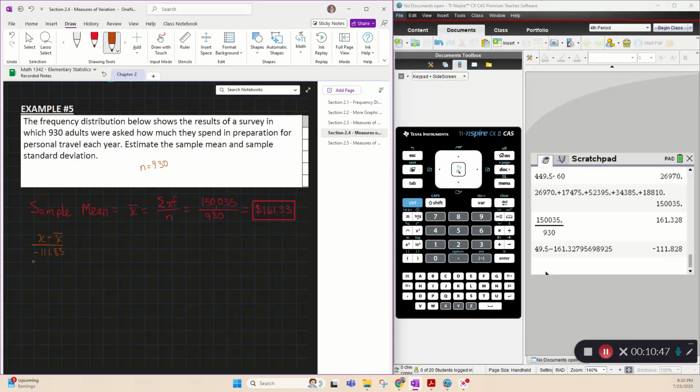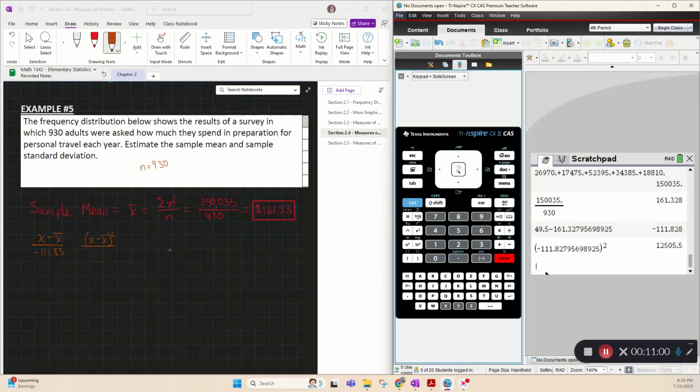Negative 11.83. Okay? And then I need to square that. X minus x bar squared. So square that answer. It's going to be 12,505.5. And then I need to times that by the frequency.